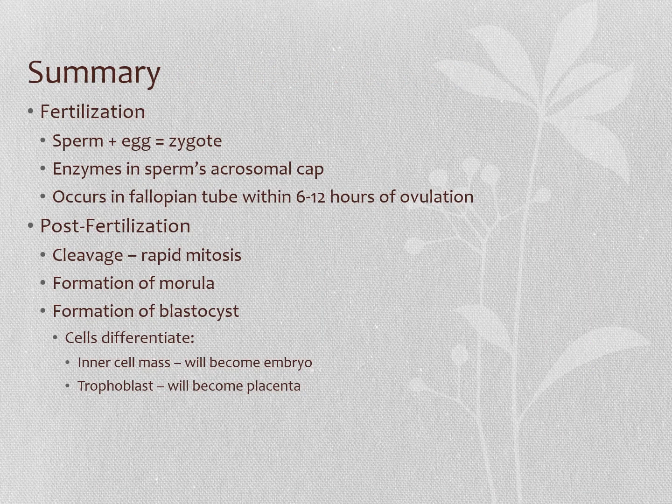So our summary. Fertilization, right? It's the process where sperm plus oocyte equal a zygote. 23 chromosomes plus 23 equals 46. We have to have good numbers of sperm. They have to be highly motile. They have to be good swimmers, normally shaped. And then they have to use the enzymes in their acrosomal cap to burrow through the zona pellucida.